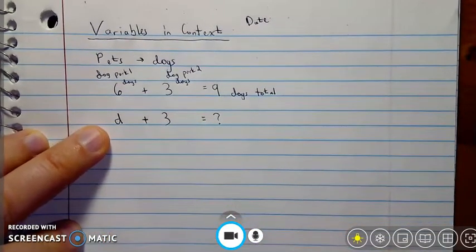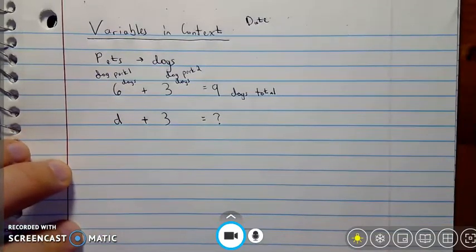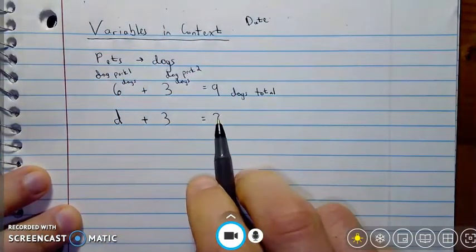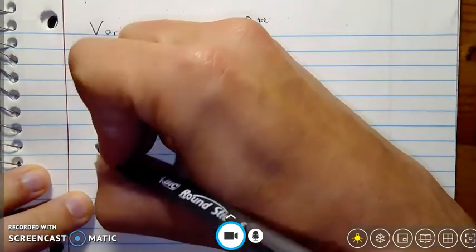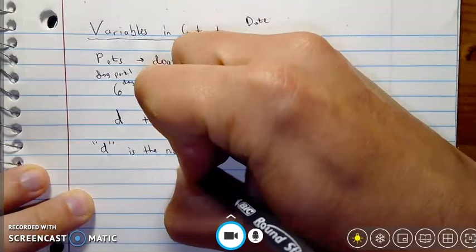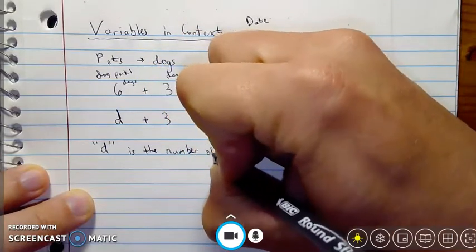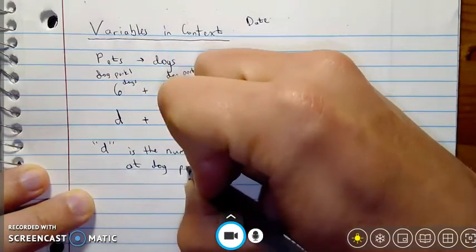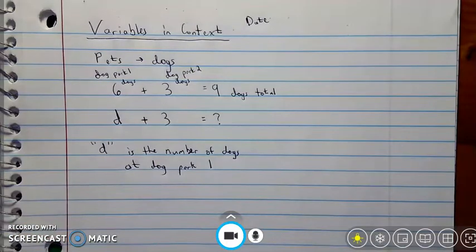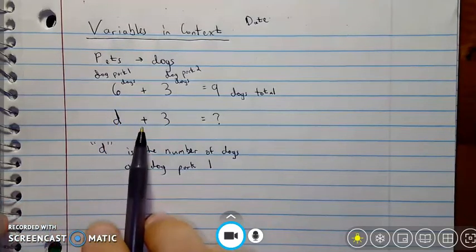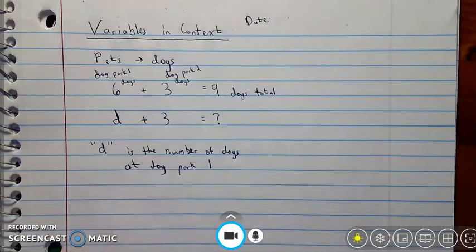So let's go ahead and interpret what each of these pieces mean. This is going to be the part that we want you to know how to do, is look at something like this and interpret, okay, D is the number of dogs at dog park 1. That's what D represents. Maybe there's 15 dogs there and it's 15 plus 3. Maybe there's 1 dog there and it's 1 plus 3. We don't know, so we just label that with the variable D.